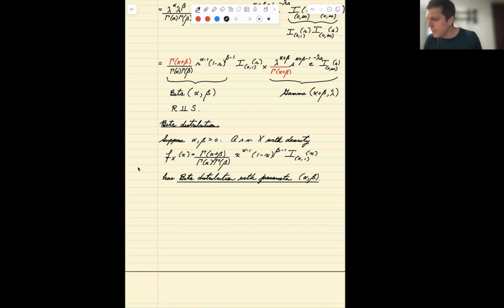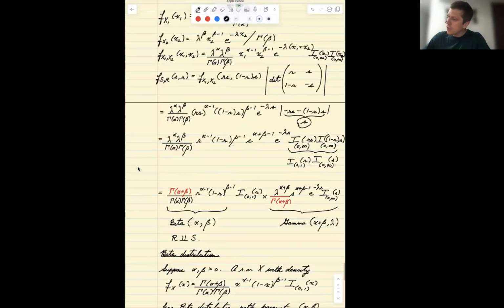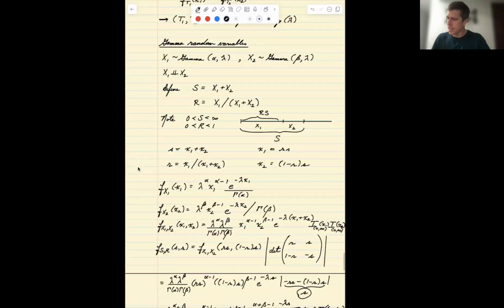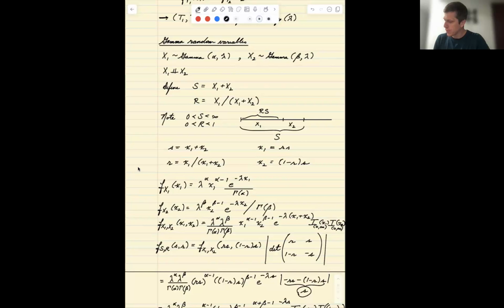Okay, so we derived the beta distribution. We're going to come back and talk about some other properties of the beta distribution. But we derived it here as the relative size of one independent gamma random variable to the sum. That's how we derived it in this example. It turns out the beta distribution does have some connections to other distributions we've dealt with in other cases, and we'll talk about that in the next video.